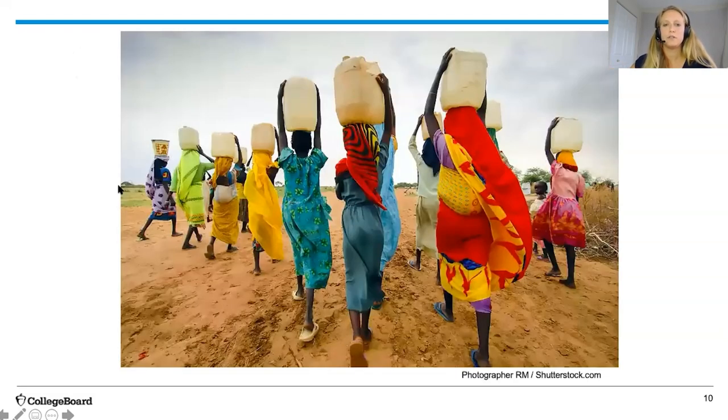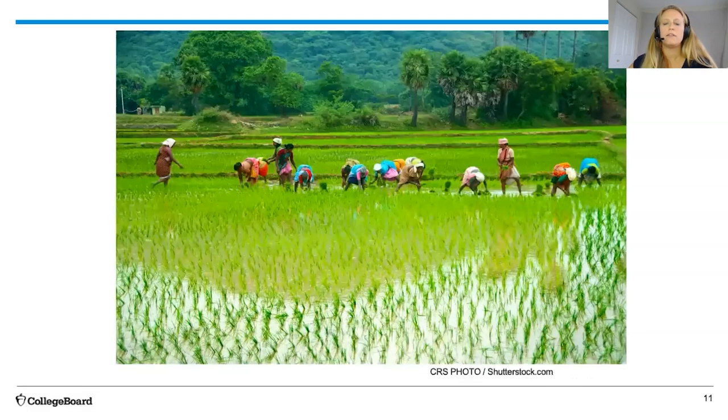Same thing here. It looks like it's the women's job to carry water to the village. And again, they're wearing the traditional clothing. And the same thing here. It looks like it's mainly women, and they are harvesting the rice in traditional clothes again.